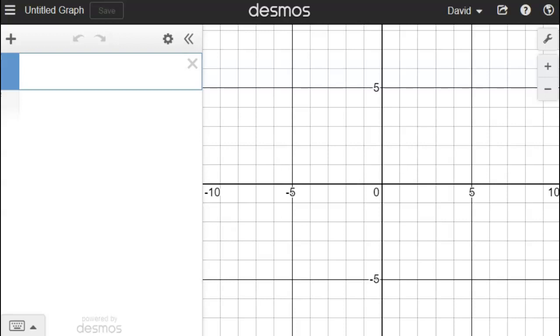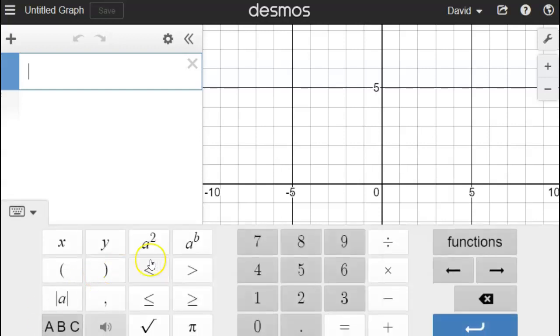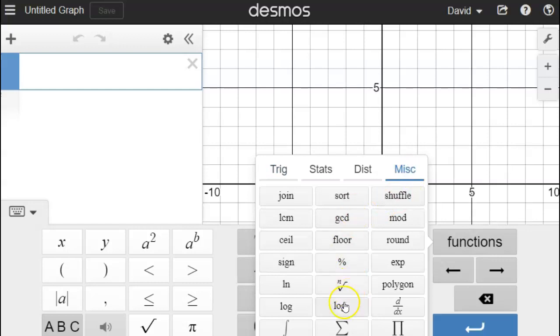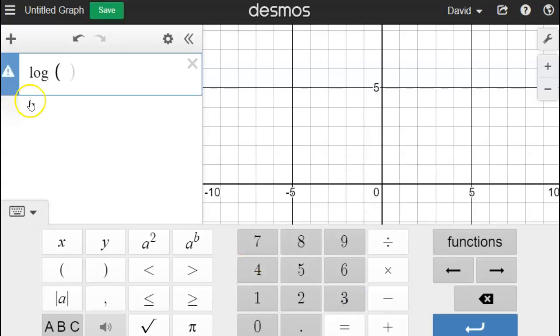So if I jump to the Desmos calculator, I want to show you how you would graph log base 2 of x. I suggest using the keypad here, and underneath functions, and then underneath miscellaneous functions, notice that we will have an option. This is log base 10, and then this is log, choose whatever base you want. Notice that the cursor is now down in the subscript here, so you can type in 2. And then we can just type in x. And that would give us our function.